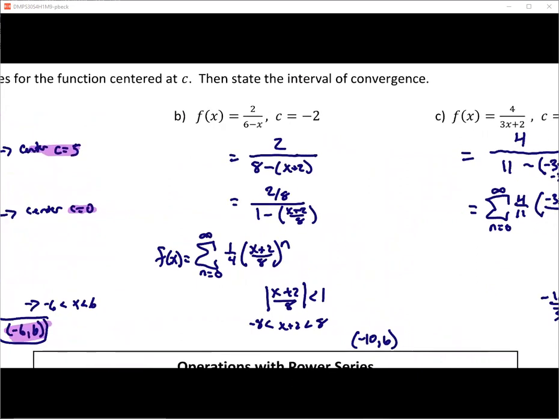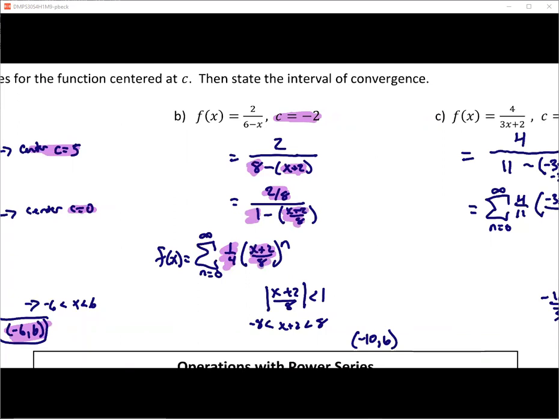All right. What happens if I want to center it at C equals -2? If we have C equals -2, then I need to rewrite my denominator so that it's minus x plus 2. If it's minus the quantity x plus 2, that's -x minus 2, so I need a positive 8 to compensate. So then I have 2/8. I'm dividing everything by 8. And then my first term is 1/4, and the ratio is x plus 2 over 8.